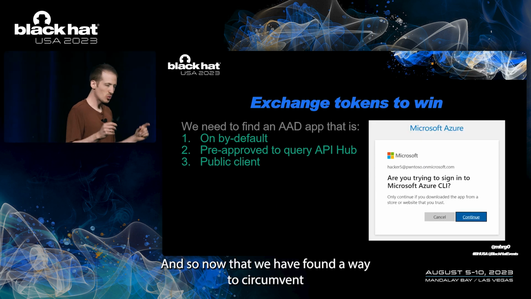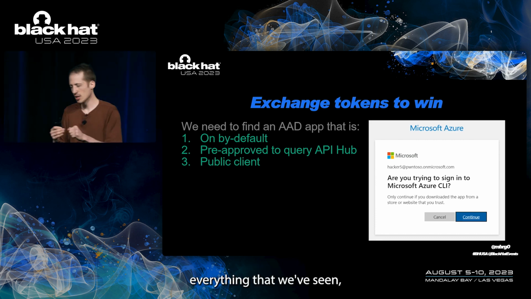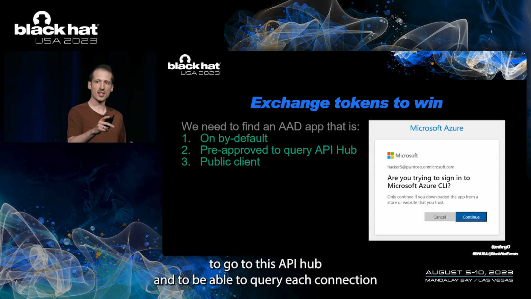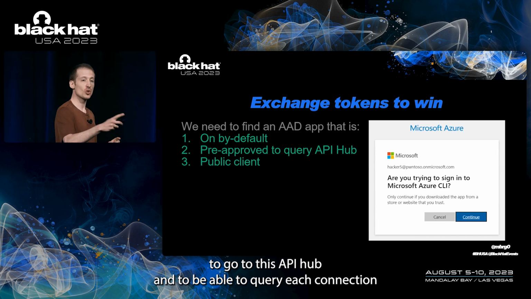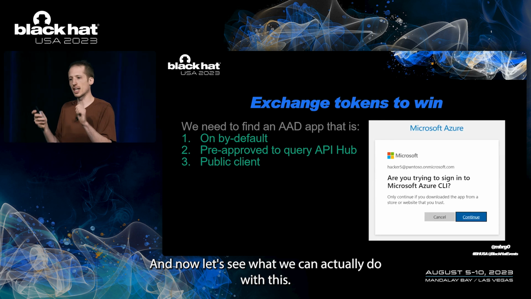And so now that we have found a way to circumvent everything that we've seen, we have the ability to programmatically generate the right token, to go to this API Hub, and to be able to query each connection, each credential we have access to as a guest. And now let's see what we can actually do with this.